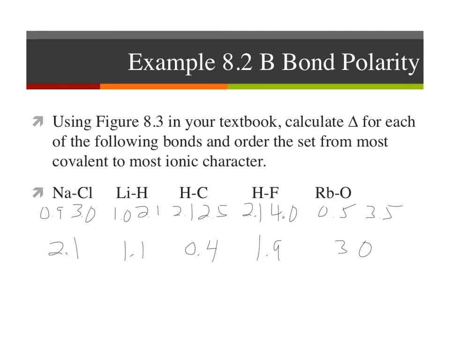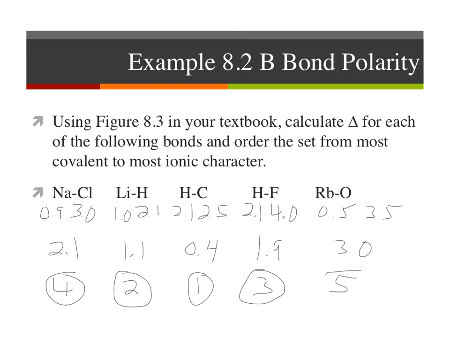So rank them from most covalent to most ionic. Well, most covalent is going to be the HC bond at 0.4, and then the LiH. It's actually a pretty covalent bond because it's so small. We'll get that one next, and then HF. So LiH is actually a little bit more covalent than HF. NaCl. And then the most ionic is going to be the RbO.